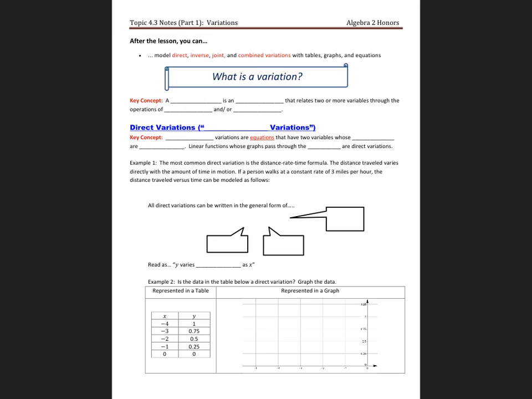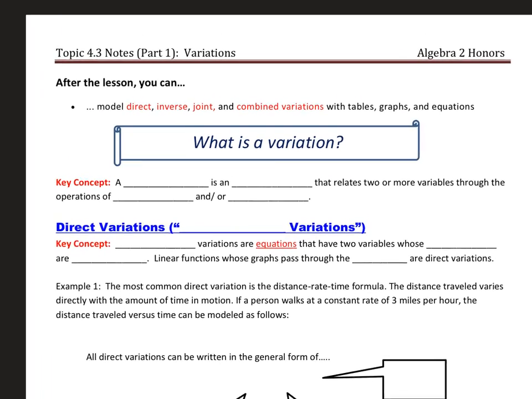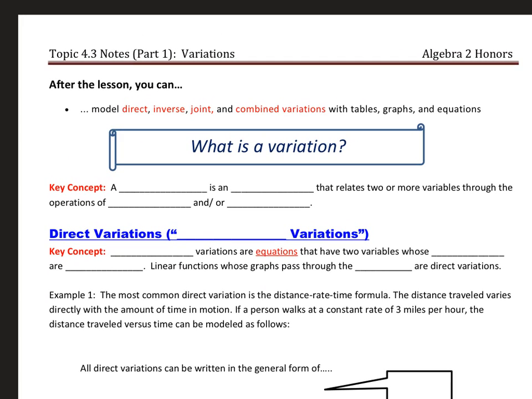In this section, we're going to be talking about variations. And just a reminder that I reordered the textbook section. So this is actually Section 1 in the textbook. And the only thing that the textbook goes over is inverse variations. And that makes no sense to me. So I'm going to, in this section, go over direct, inverse, joint, and combined variations so that you can get a feel for how they compare and contrast.